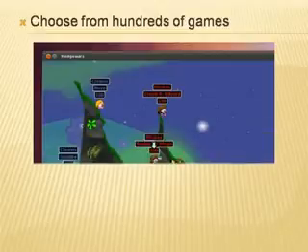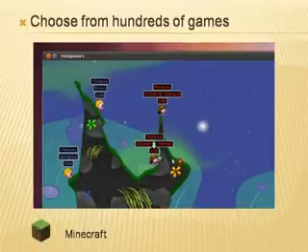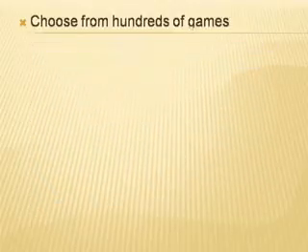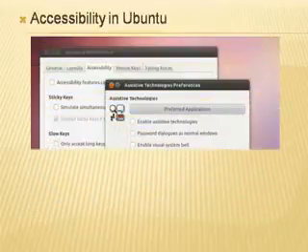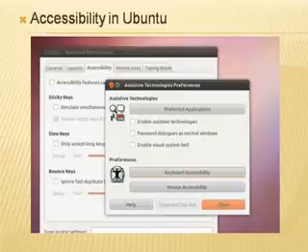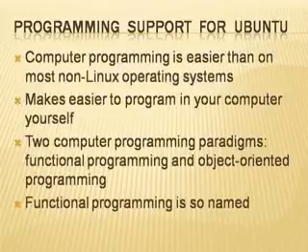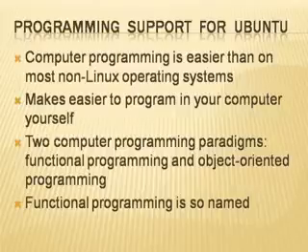Choose from hundreds of games. The Ubuntu Software Center offers hundreds of games, including puzzles, adventures, tactical challenges, and more, all free to choose and free to use. Accessibility in Ubuntu. At the heart of Ubuntu's philosophy is the belief that computing is for everyone, whatever your circumstances. Ubuntu is one of the most accessible operating systems and is fully translated into 25 languages, with more being added all the time. Computer programming on Ubuntu is easier than on most non-Linux operating systems.